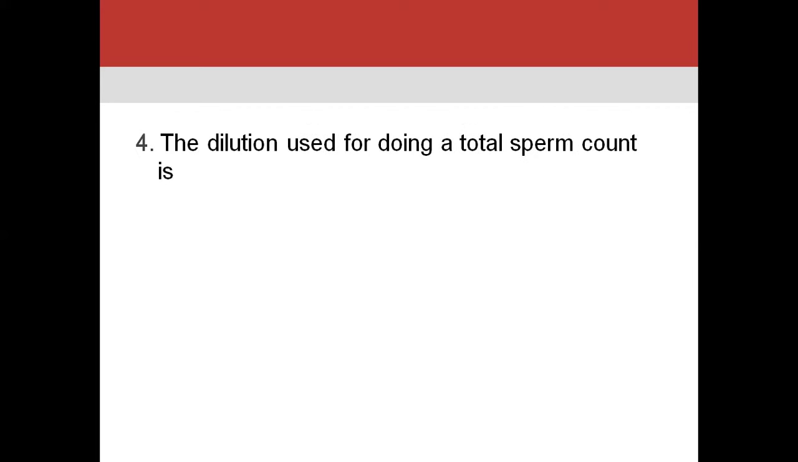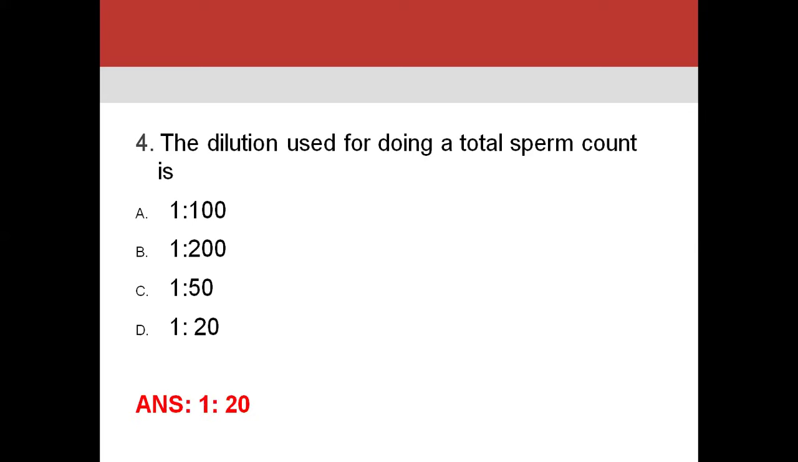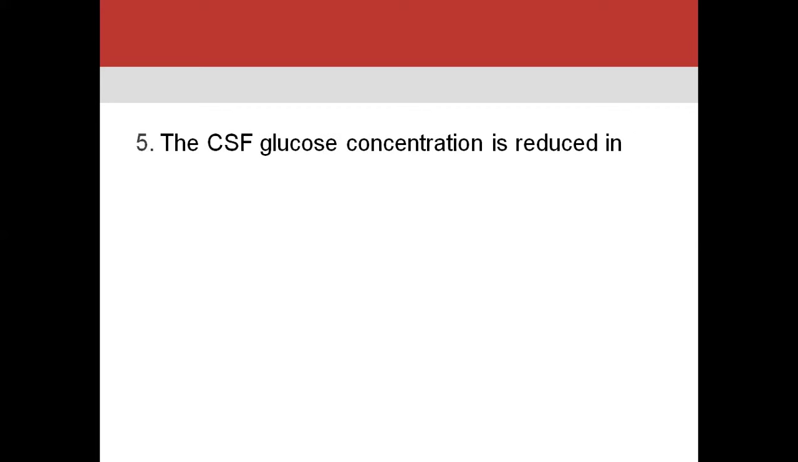Next question, the dilution used for doing a total sperm count is: option A, 1:100; option B, 1:200; option C, 1:50; option D, 1:20. Here the right answer is option D, 1:20. So 1:20 dilution is used.